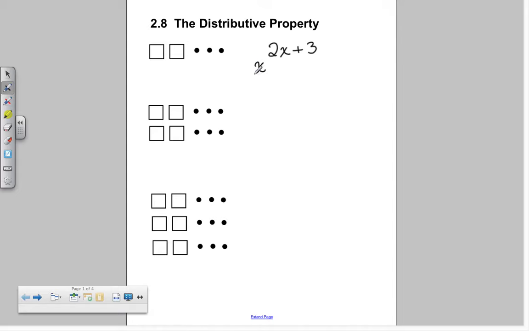There's other ways to write that. You could write x plus x plus 1 plus 1 plus 1. But the best way to write it, the simplest way to write it, is 2x plus 3. Hopefully you can see the 2x's here and the 3 here.